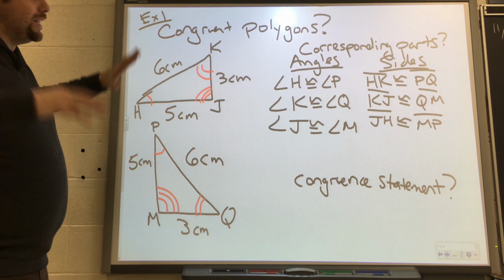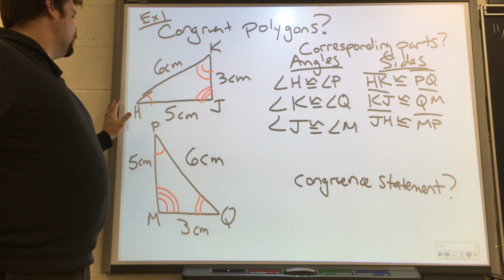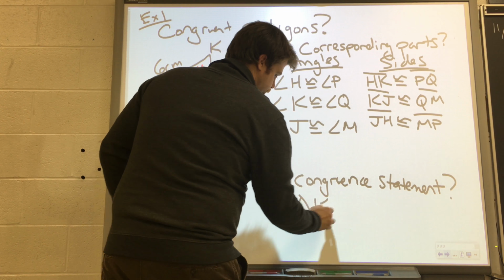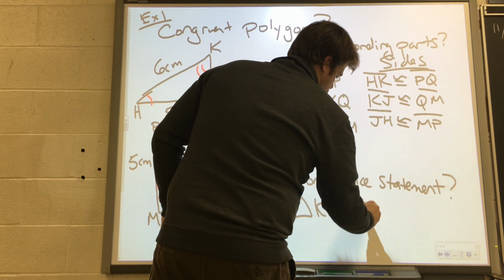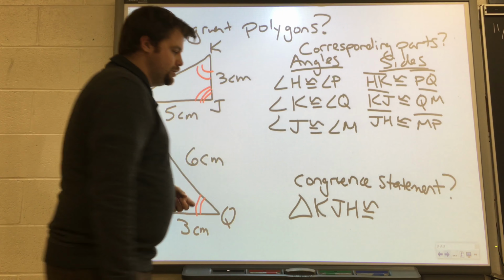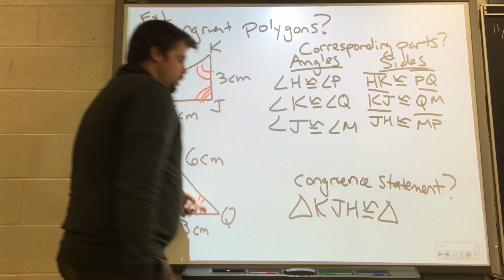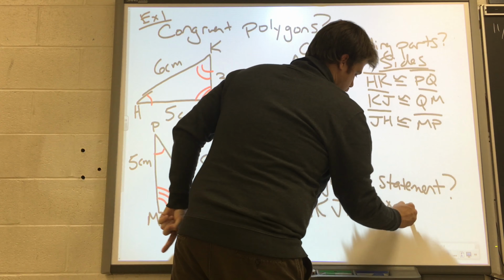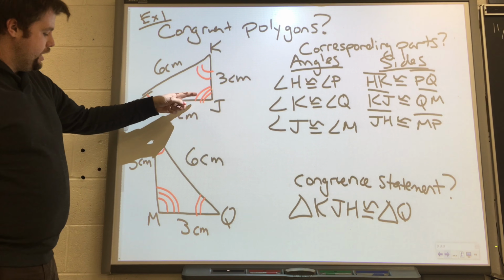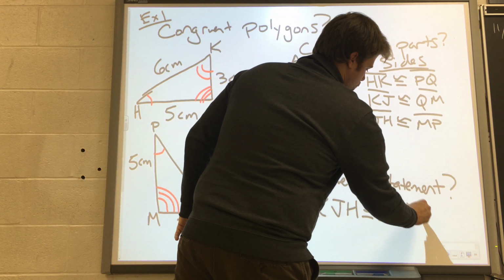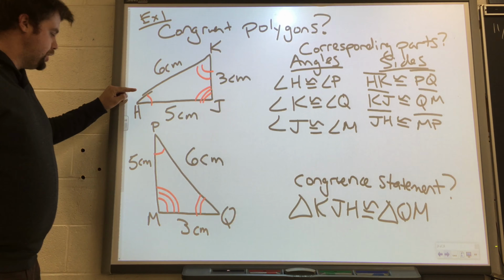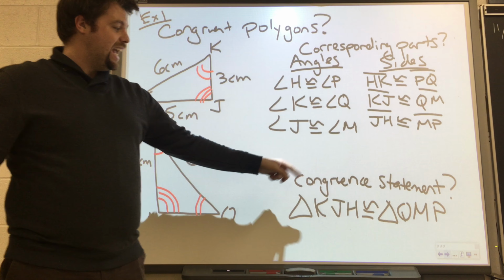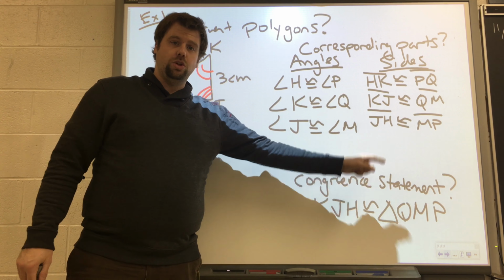Congruent statement can start in any order. So let's just call this triangle KJH. Triangle KJH is congruent to triangle, well, what goes along with K? Q. What goes along with J? M. What goes along with H? P. So KJH is congruent to QMP.